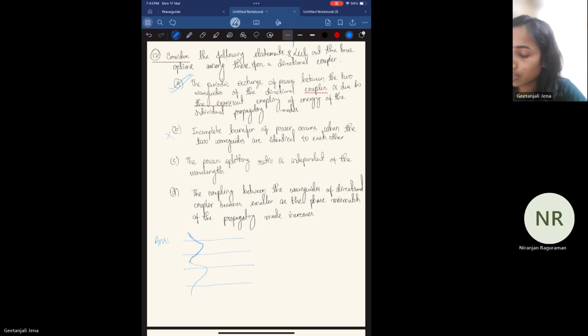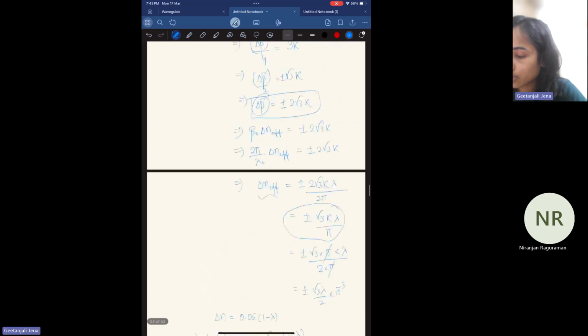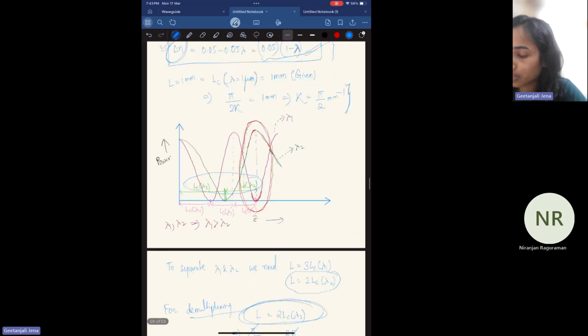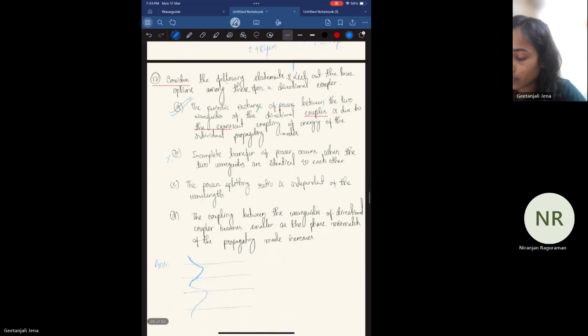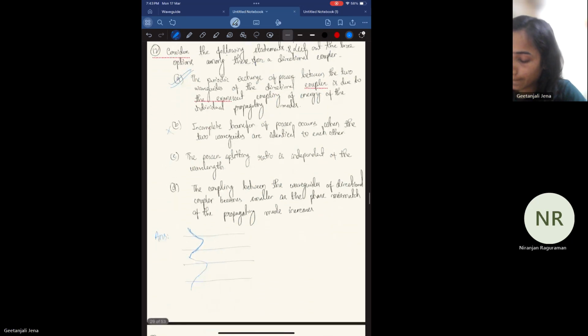Okay. What about C? Power splitting ratio is independent of wavelength: this is false, because if you see the WDM part, for different wavelengths at the same interaction length, the power splitting is different. So power splitting does depend on the wavelength. Interaction length also depends on wavelength. What is the fourth option?